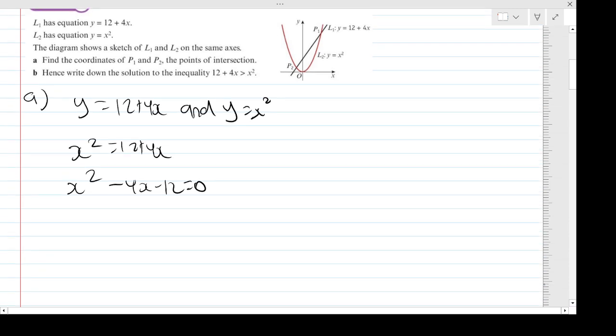Well, I need to solve it then. I could use the formula. I think I can spot that I can factorize, because I notice a factor pair of 12 is 6 and 2.